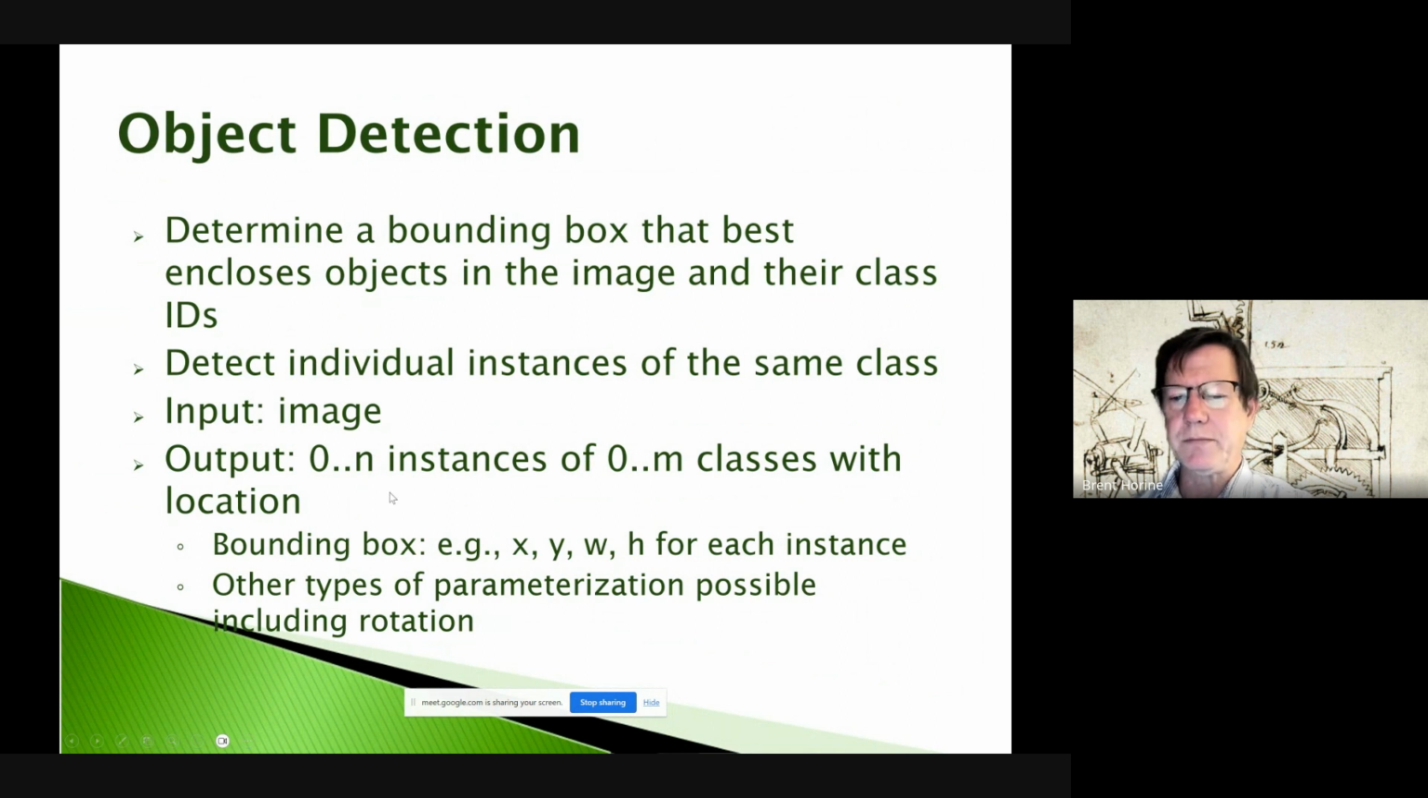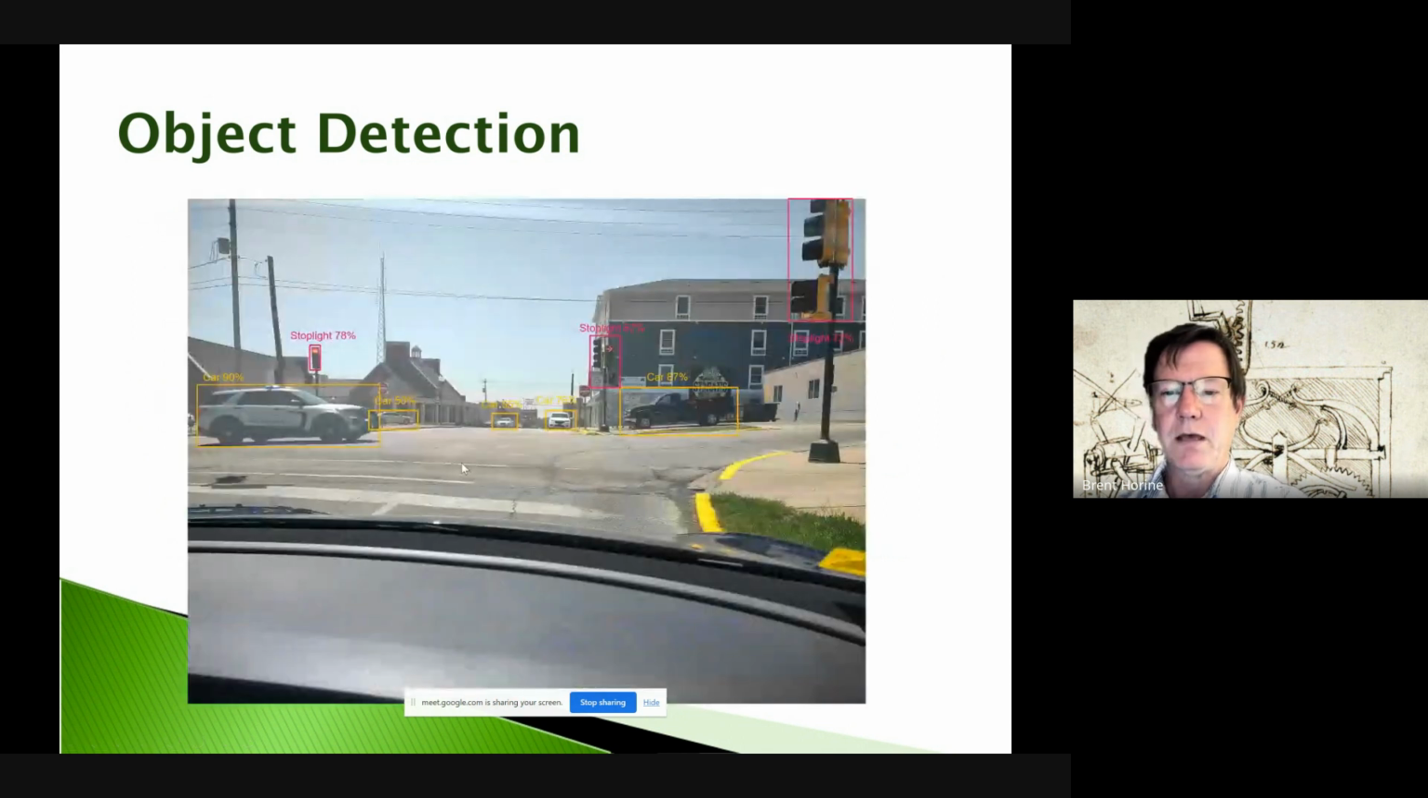We call it a bounding box typically, but it might be encoded as an x and y pixel location of the center with the width and the height of the rectangle that best bounds or encloses the objects that we're detecting. Now you could include some rotation. You could use other parameterization. Maybe the x and y might be the center, or the top left, or lower right, whatever.